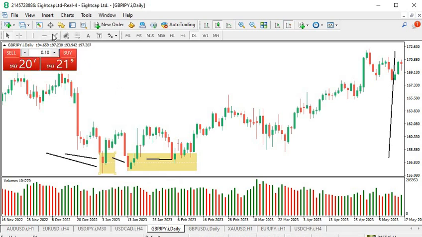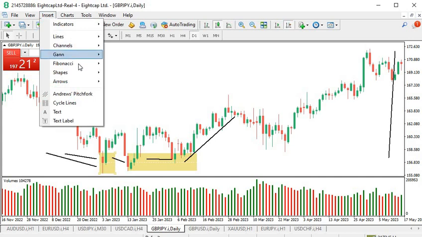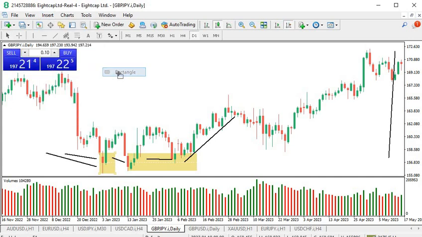So what happened? We saw the market, the prices increased. The market approached the demand zone and the prices increased. So now let me draw supply zone, like let's say this one.